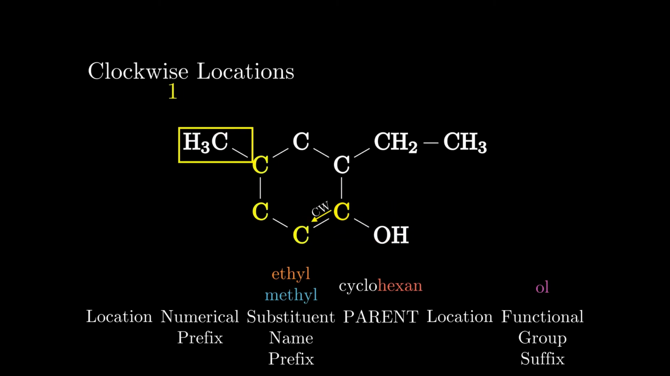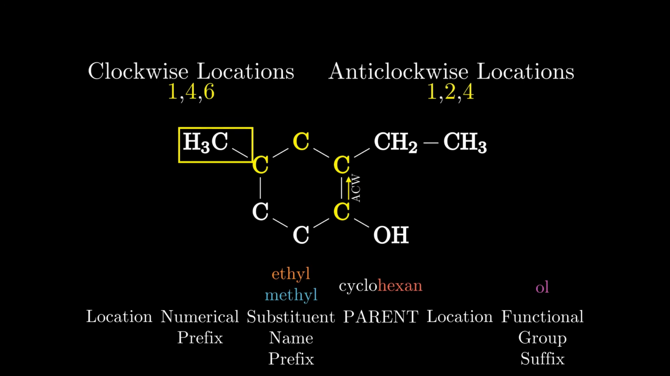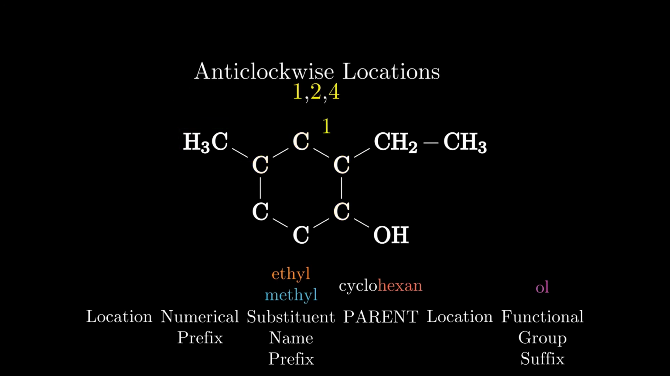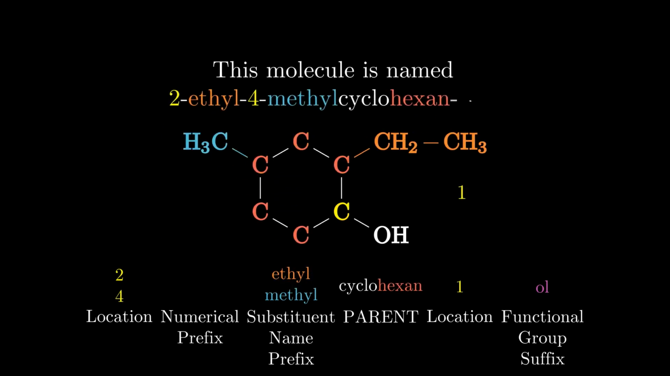So starting clockwise from our OH, we get a 1, a 4, and a 6 for the locations. Checking the anti-clockwise direction, we get the numbers 1, 2, and 4. So it is pretty clear that the anti-clockwise direction gives us the lowest set of numbers, which we will use in the name. With everything identified, we develop the name 2-ethyl-4-methylcyclohexan-1-ol.